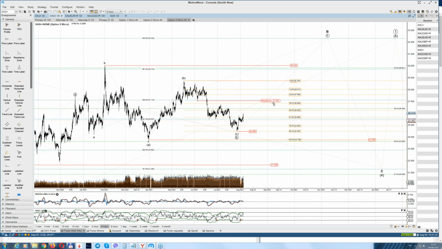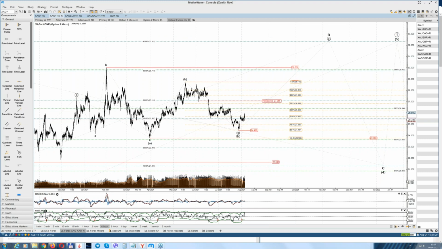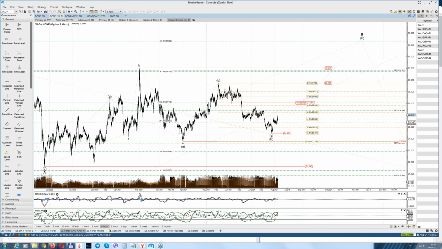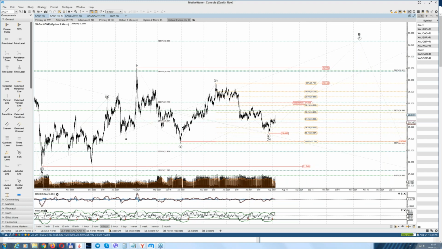Above 27.055, this count becomes my preference. And I have to note that this count is now looking deserving of attention. Potential target for the next move up will be added as soon as we have this count confirmed. But 1, 2, let's wait a little more.